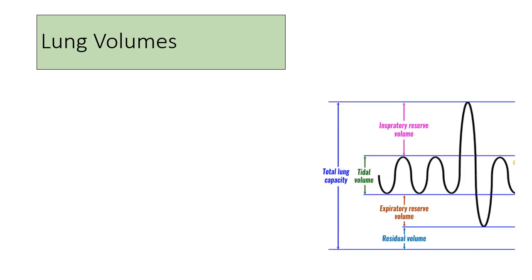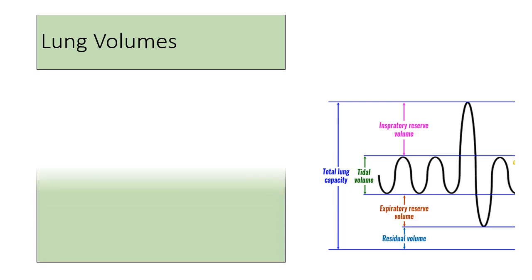So let's look into more detail as to what specifically we can measure using the spirometer trace graph. How can we actually see the different lung volumes and what do they actually mean and represent?